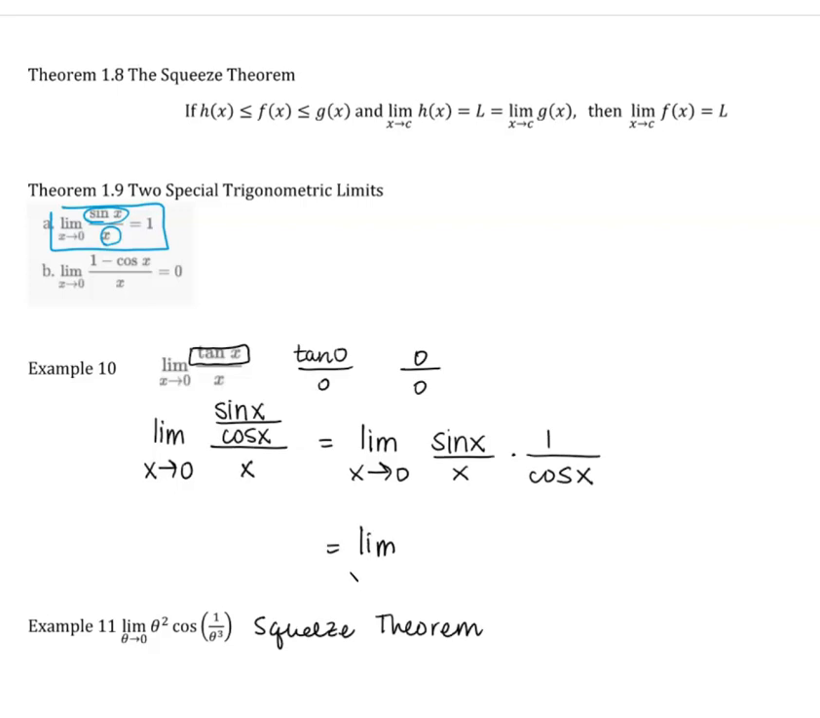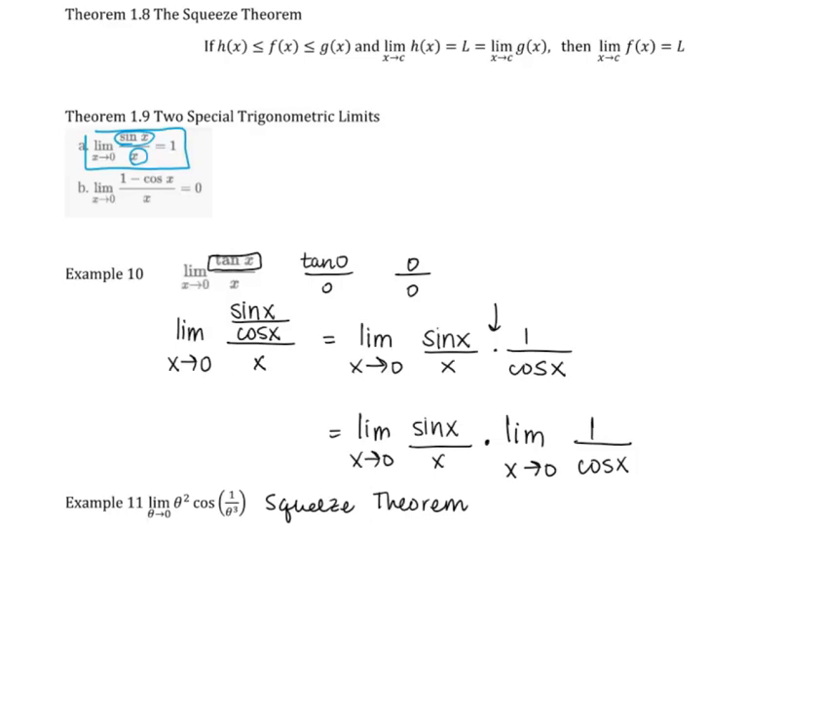So now I'm going to separate this into two separate limits. I'm going to take the limit of the sine x over x. We have a multiplication symbol here, so I'm going to break this up into the product of the limit of 1 over cosine x. This is the product rule for limits. If we have the limit of a product, then I can separate that and write it as the product of two limits. So now let's evaluate these two limits.